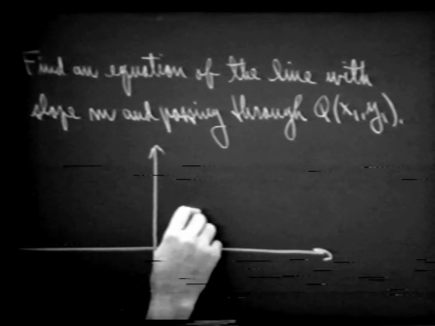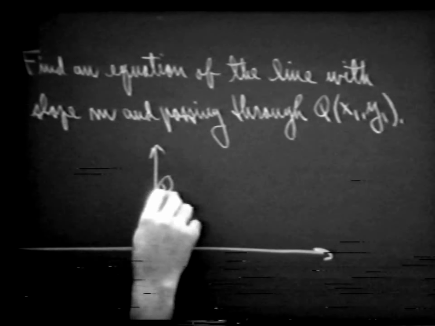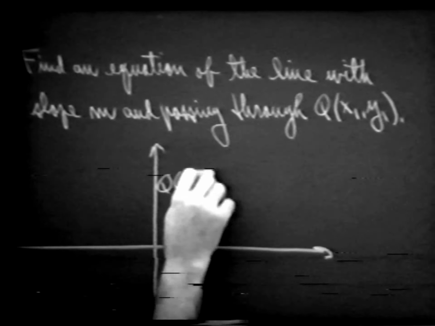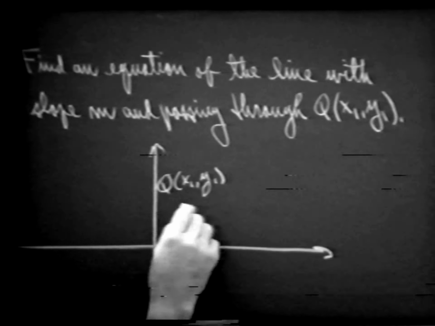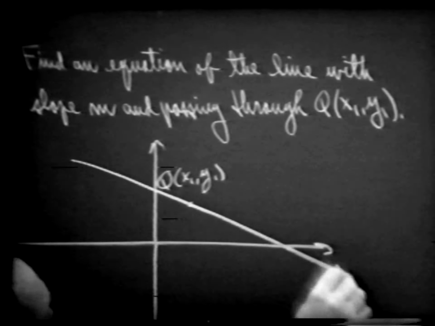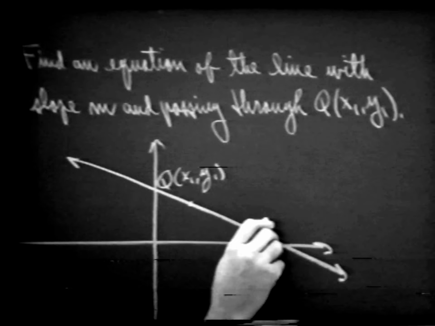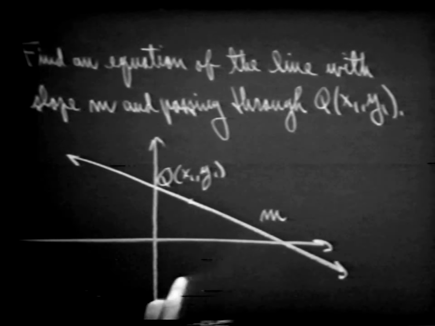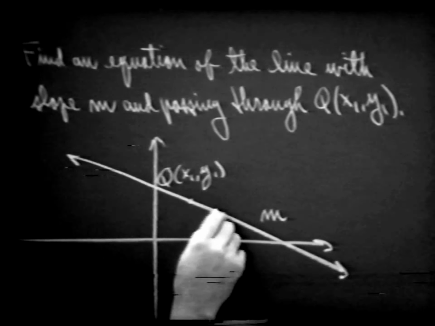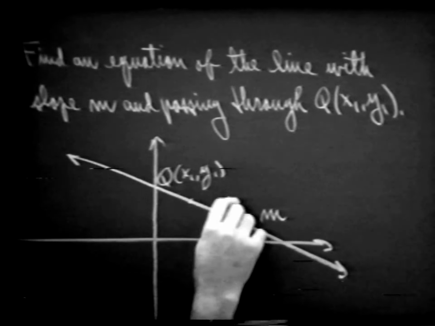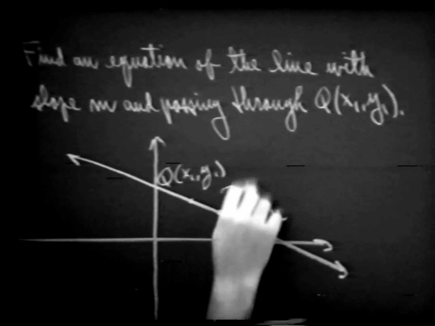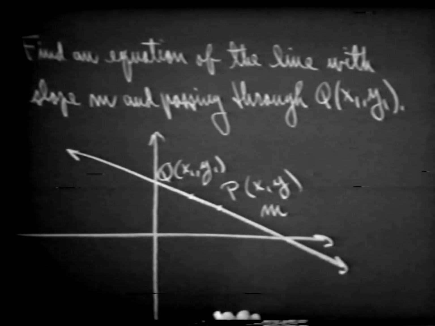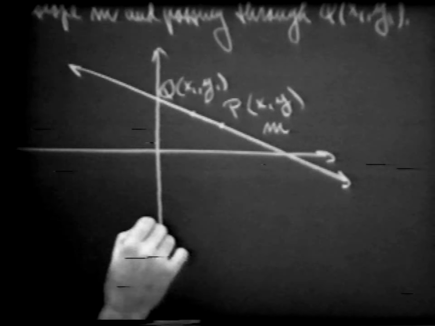And let me pick out any point, or let's say that we have a point Q with coordinates of x sub 1, y sub 1. Through that point, let's draw some line, and associated with that line, let me just indicate some slope number of m, okay? Now, let's take another point on this line, any other point, and again, let's call it P with coordinates of x, y.